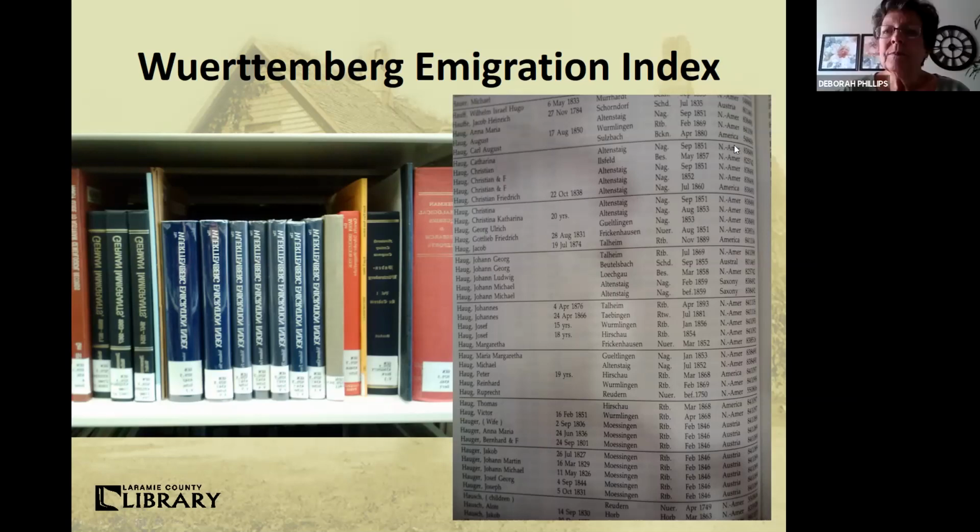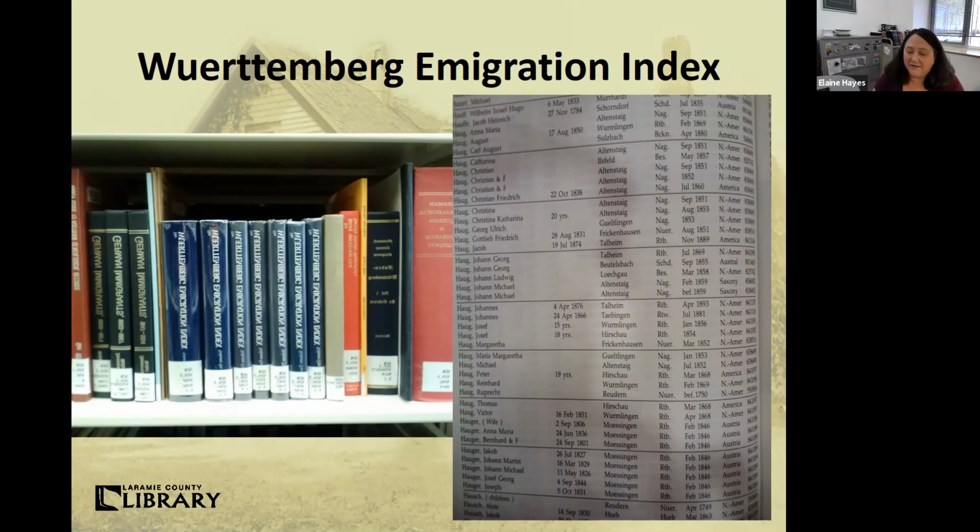And they ask where you're going. People say North America or America, pretty much. There's a few that are going to Austria down below. The number at the very end is a film number from the LDS Family History Library, if you wanted to actually order the microfilm and see the original. They may have digitized that.